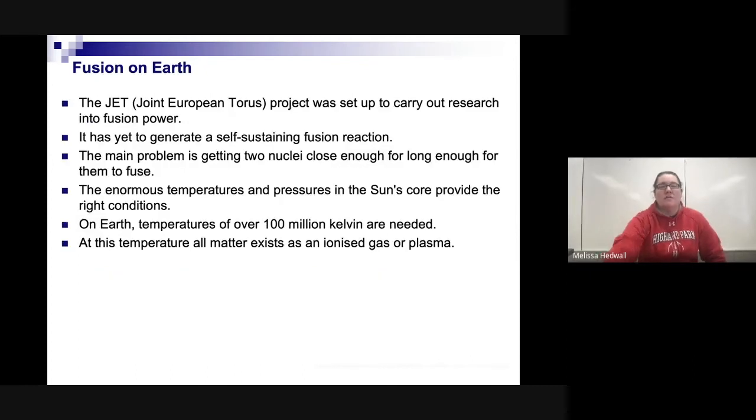We can't use it because they have yet. So the Joint European Torus Project, I'll show you a picture of that in a minute, was set up to carry out research into fusion power.